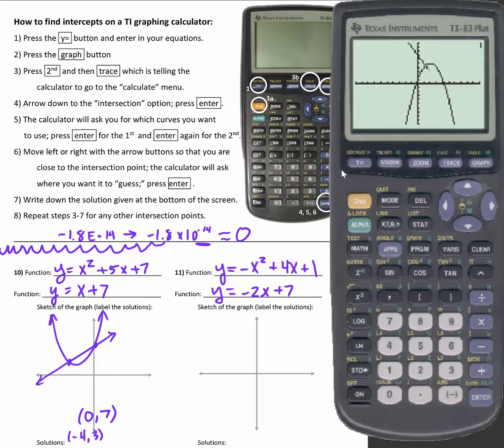Looks like we have an upside down U. It's been reflected. That makes sense. And then our line is also reflected. It's going down with a negative slope. So these look like they cross twice.